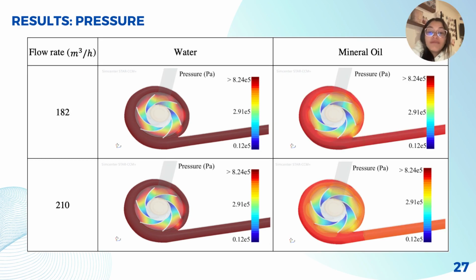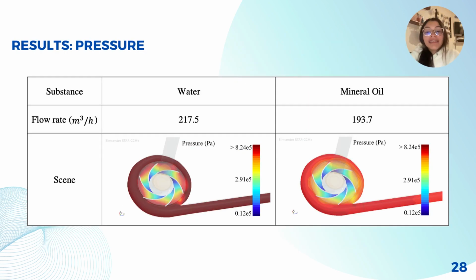On the other hand, it is important to note that the pressure increase within the impeller of a centrifugal pump is a result of the conversion of mechanical energy provided by the rotating impeller into kinetic energy within the fluid. This kinetic energy is then transformed into pressure energy as the fluid decelerates and flows into the volute, delivering pressurized fluid to the pump discharge outlet. This is shown in the comparison between water and mineral oil as the flow rate is increased.